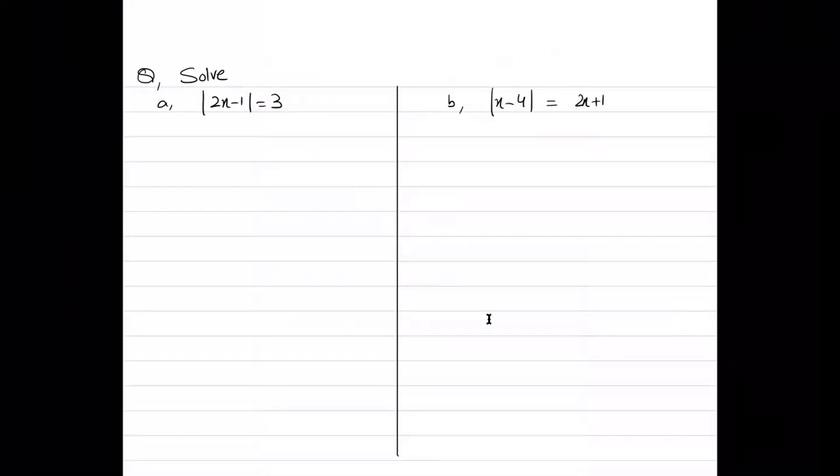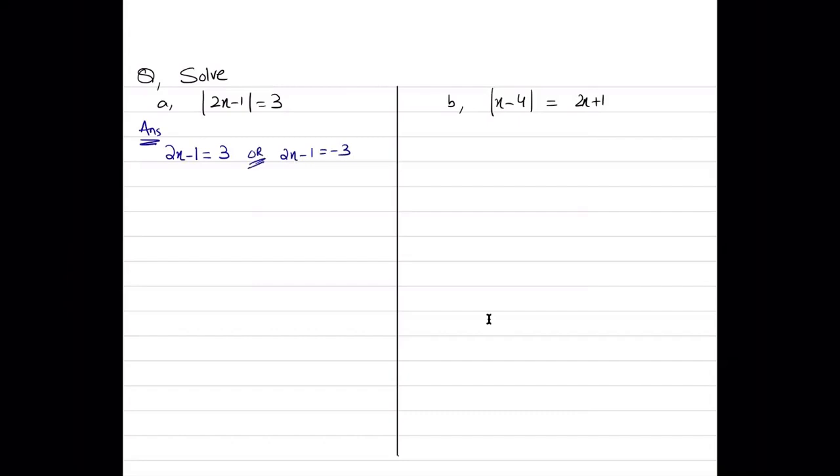Okay. Solve |2x - 1| = 3. So you have a modulus expression that is equal to 3, so it's a modulus equation. The first step that should come to your mind, if you want to remove the mod sign, is that this is going to be 2x - 1 = 3 or 2x - 1 = -3.